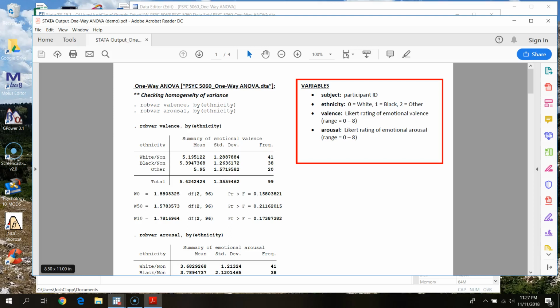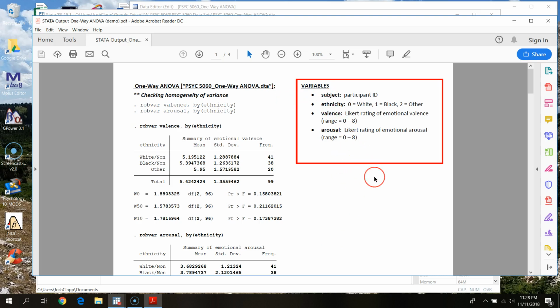All right, everyone. Going to work through the analysis of a one-way ANOVA model, this time using Stata. The handout we're going to be working through is our Stata output, our one-way ANOVA model here. We had done the screening in the last video.